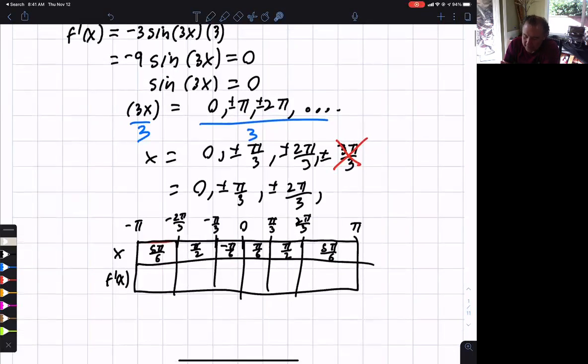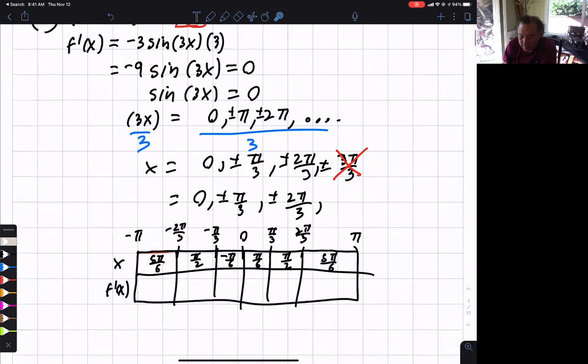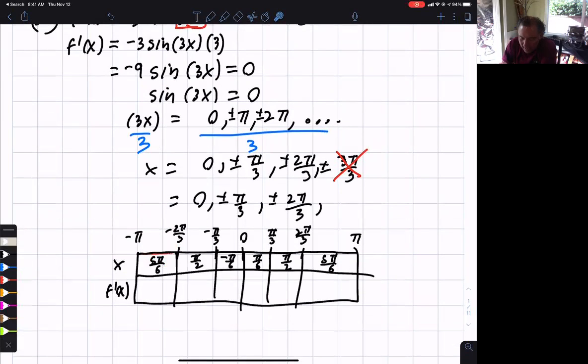But again, I want to say this. In the whole region between these 2 points, it's either always increasing or always decreasing. So all I have to do is check one point. If it's increasing at that point, it's increasing on that whole region. If it's decreasing at that point, it's decreasing on the whole region. I don't have to find the actual derivative, I just need to find out if the derivative is positive or negative. So let's put in 5 pi over 6.